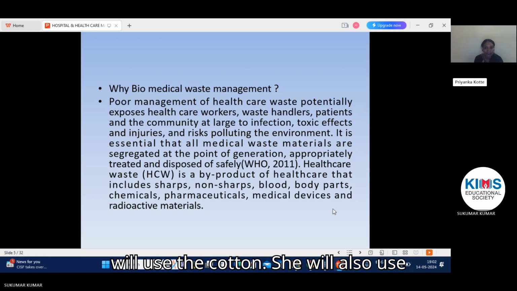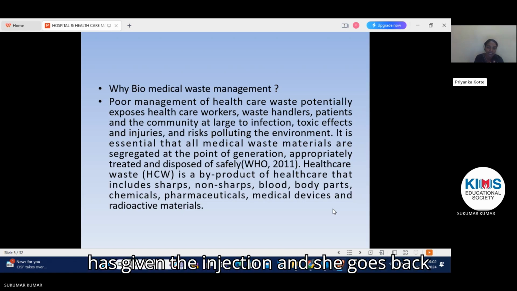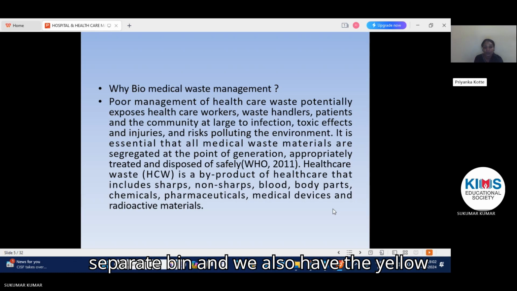She will use the cotton. She will also use the paper bag to collect the dust particles or the waste particles that have been produced. Okay, so once she has given the injection, she goes back to the place where she is disposing of the materials into different bins. You definitely have an idea that in the hospital we have different colors. We have a red color bin, a green color bin, a white color separate bin, and also a yellow color bin.